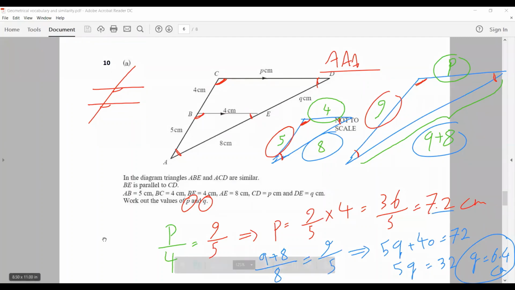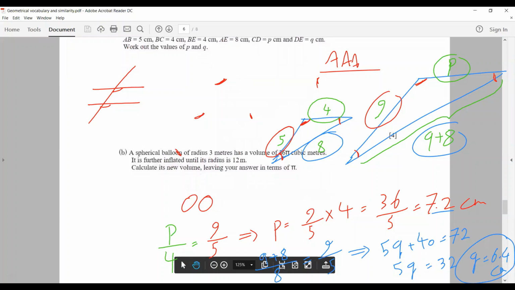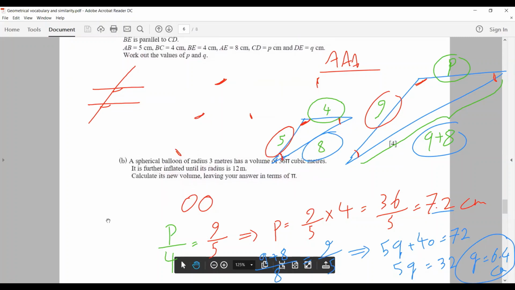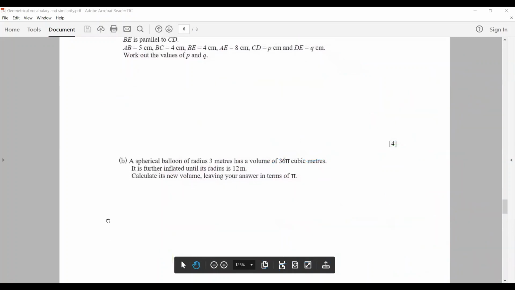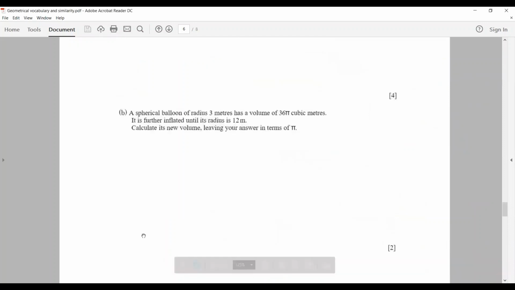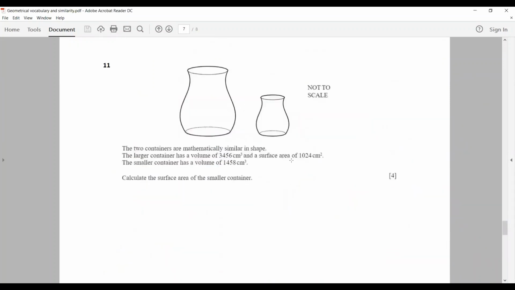Moving on to part B. Oh, that's another question. Spherical balloon. So let me erase everything. We don't need that information. Two containers, looks like a vase, and mathematically similar in shape. The larger container has a volume of 3,456 cubic centimeters. Surface area is this.